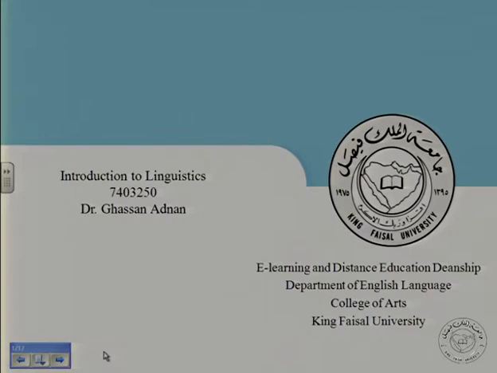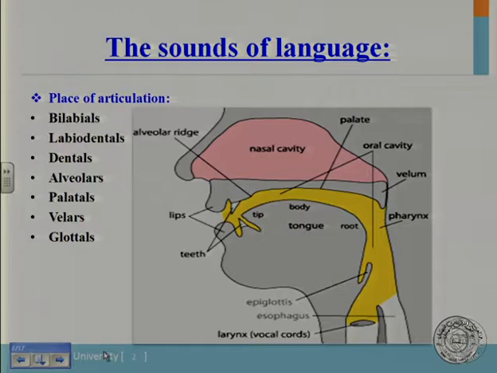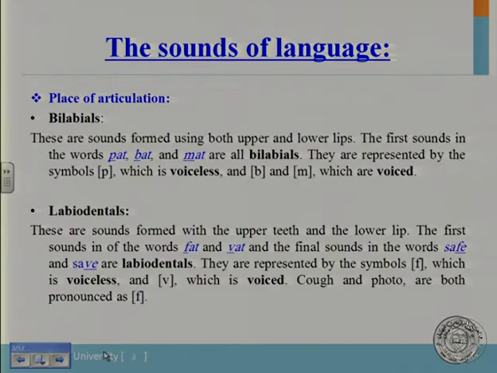Dear students, male and female, I would like to welcome you in this lecture, and we will continue what we had taken in the previous lesson. It was about places of articulation. We spoke about bilabials, labiodentals, dentals, alveolars, palatals, velars, and glottals. Let us take a quick revision about what we had taken before.